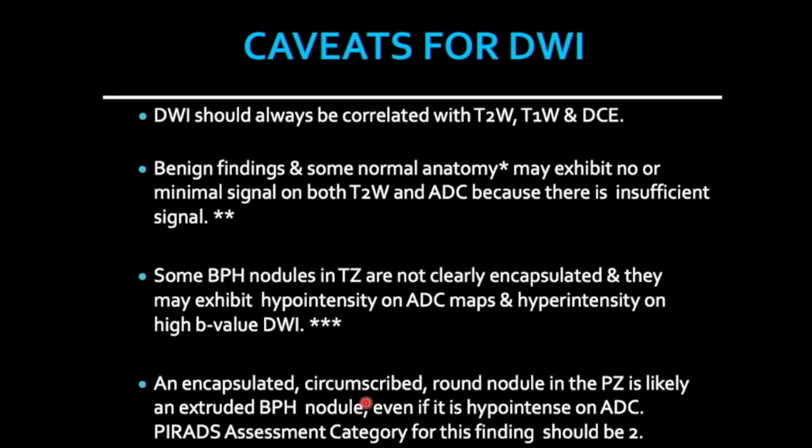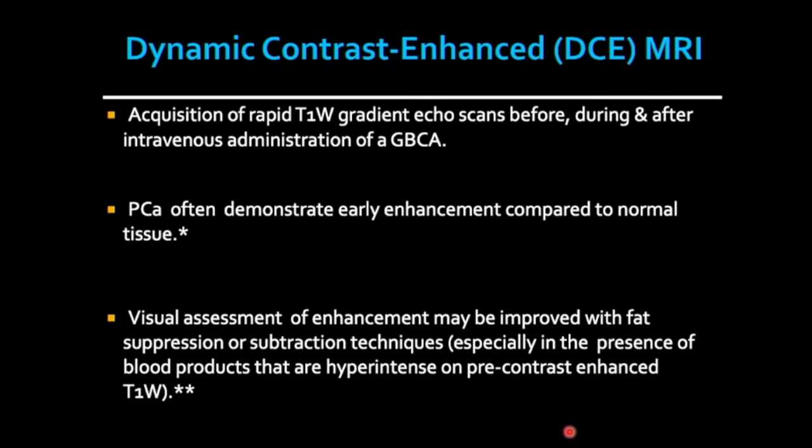If you see an encapsulated circumscribed round nodule in the peripheral zone, it's likely to be an extruded nodule from the transition zone, even if it is hypointense on the ADC maps, and the PI-RADS assessment category for this finding should be 2. Coming to DCE, you acquire rapid T1 weighted gradient echo scans before, during and after IV administration of a gadolinium based contrast agent.